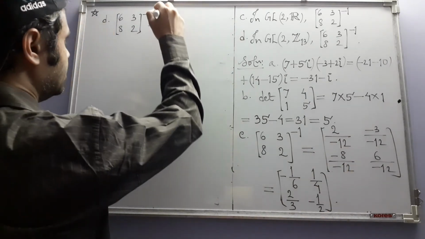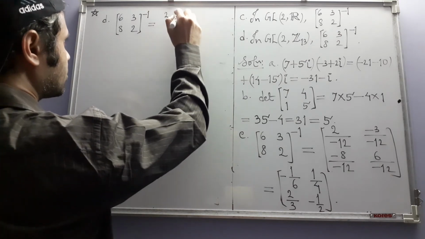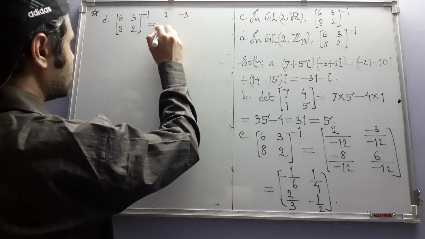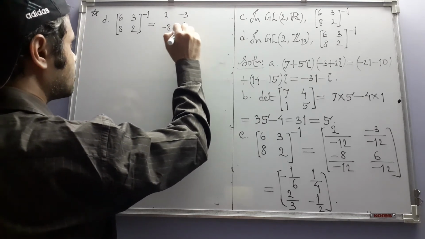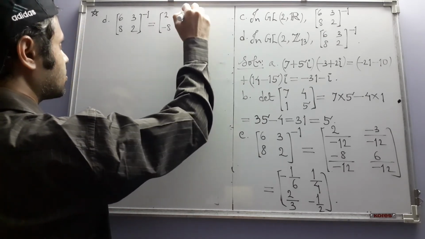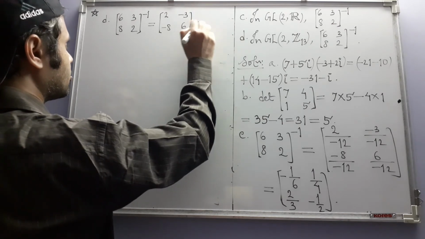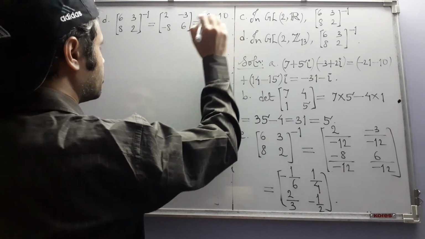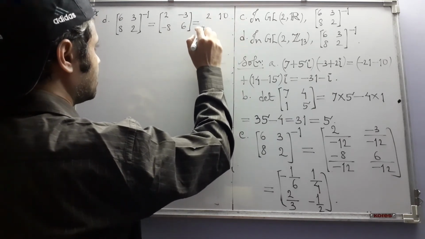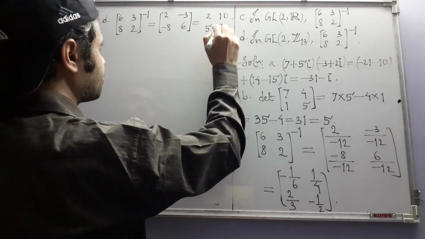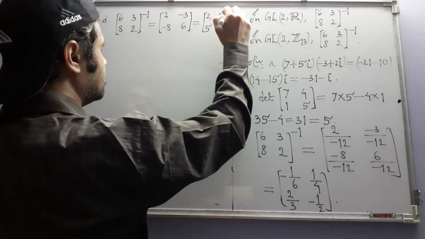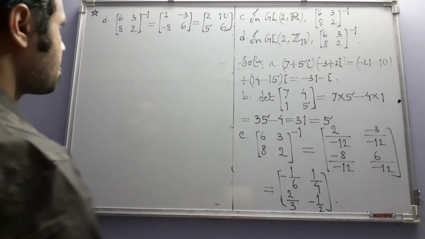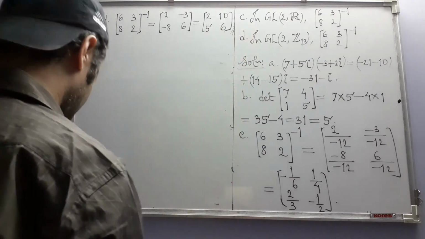So here the thing is 2 minus 3, minus 8, 6. So modulo 13, minus 3 is 10 and minus 8 is 5. So this is the inverse. And the solution ends here.